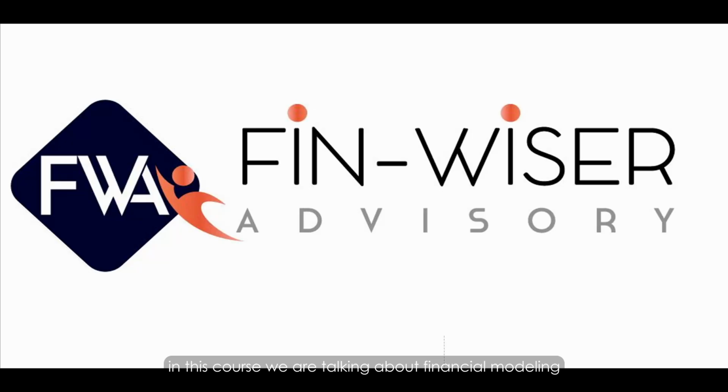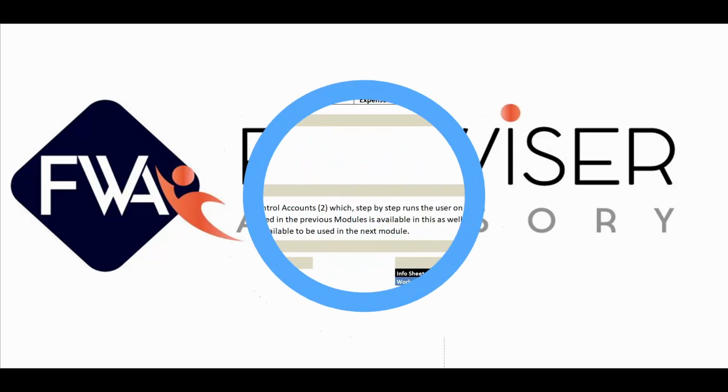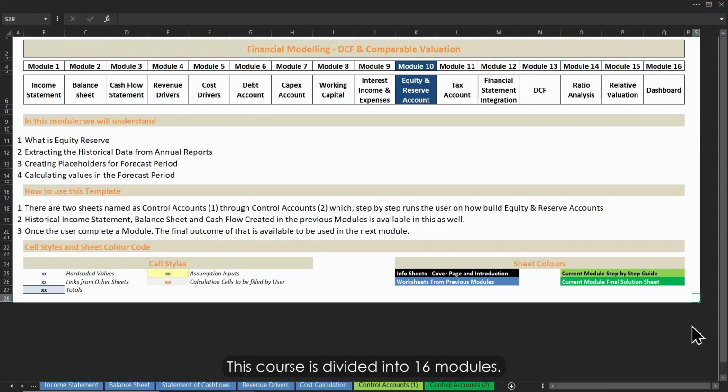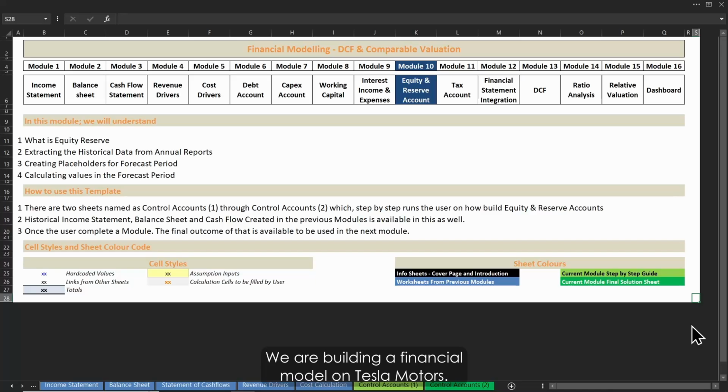In this course, we will be talking about financial modeling, DCF and comparable valuation. This course is divided into 16 modules. We are building a financial model on Tesla Motors. In Module 10, we will cover equity and reserve account.